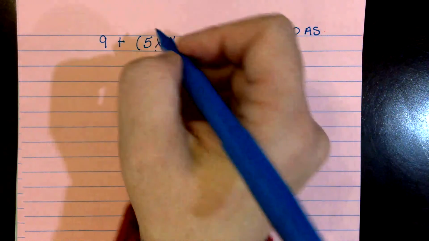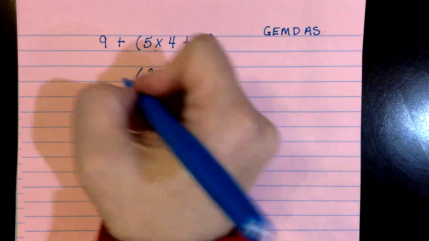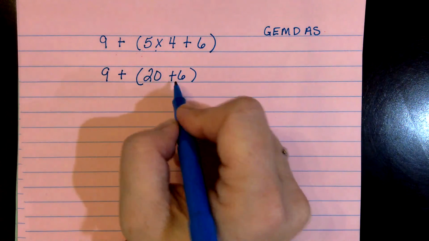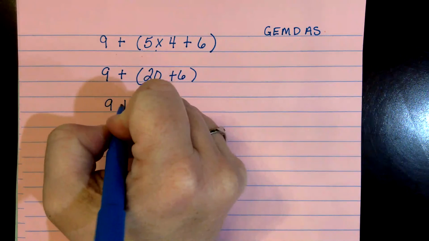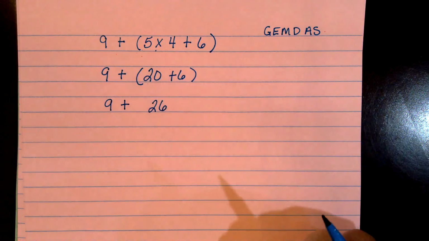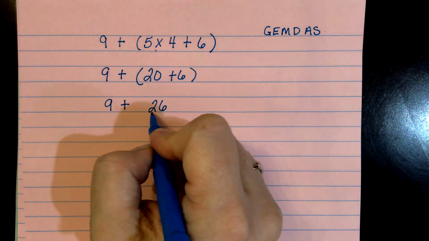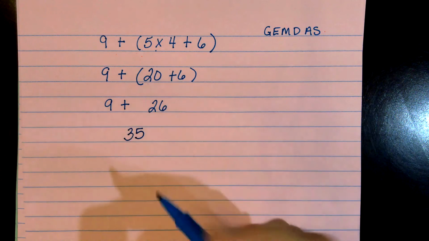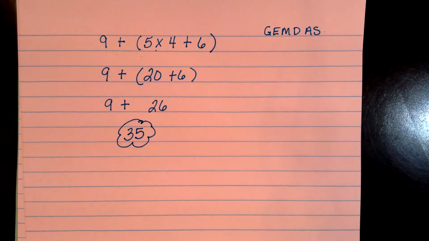We know that 5 times 4 is 20 plus 6. So we bring down the other components of our expression. Then we go ahead and go on with 20 plus 6. 20 plus 6 is 26. So then we bring down the 9. 9 plus 26. 9 plus 26 is 1 less than 10 plus 26, so that would be 36, 35. 35 is our answer. Again, multiplication and division always outrank addition and subtraction.